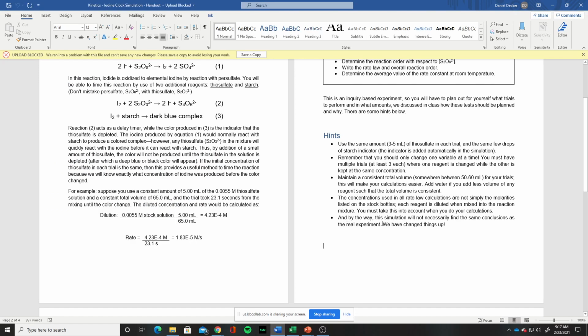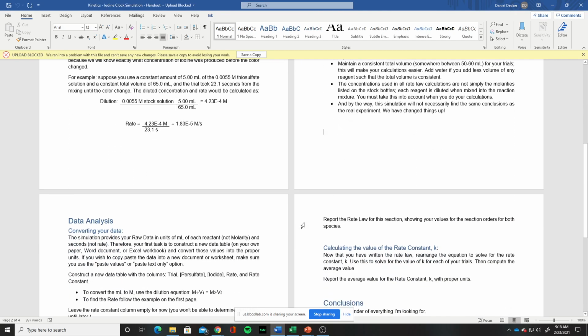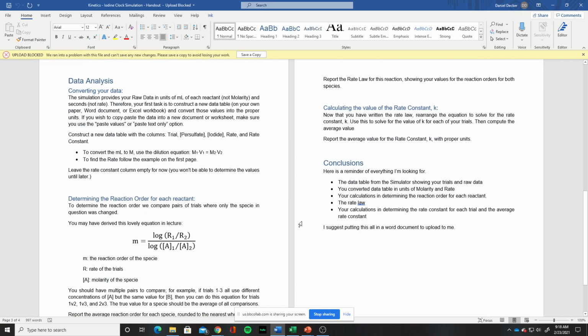Okay, so the last one here says, and by the way, this simulation will not necessarily find the same conclusion as the real experiment. We've changed things up. So if you get to the end of this and you're like, I don't know if I did this right, and then you Google the experiment and it tells you something completely different than what you found, that does not mean that what you found on Google is what I'm looking for. You should trust your data. You should use what you got and put that in there, because what you have is not necessarily the same as what you would actually get in a lab experiment. I'm looking for the process here, not for the final answer.